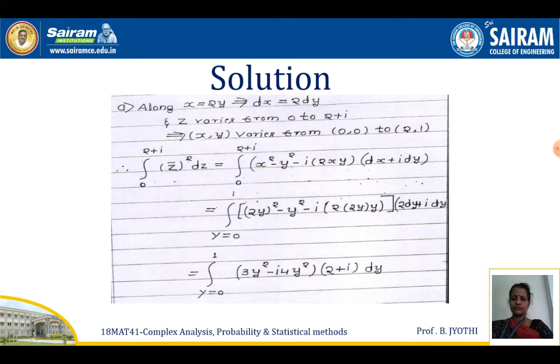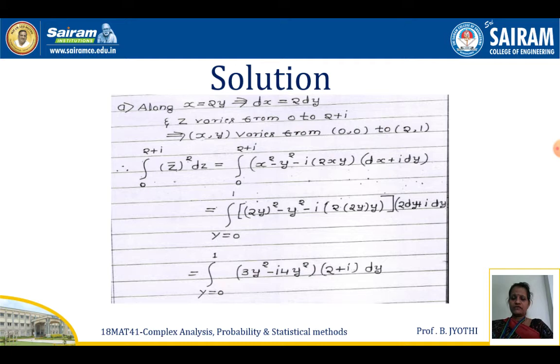On substituting, 2y the whole square minus y square minus i into 2 into x is replaced with 2y, into y of 2 times dx, which is 2 dy, which we know, plus i into dy. Now everything has been converted into y terms. So what are we getting?